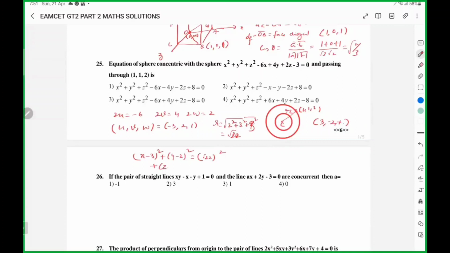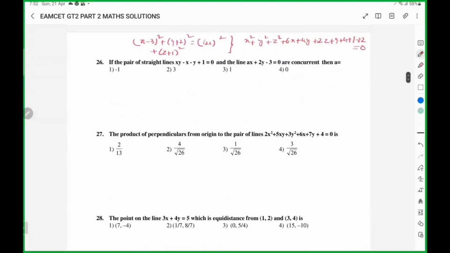Here z minus, simplifying: x square plus y square plus z square minus 6x plus 4y plus 2z. Here y plus 2 whole square. This is the only option matching. The remaining is just simplification, so we can write it. So the fourth option is correct.